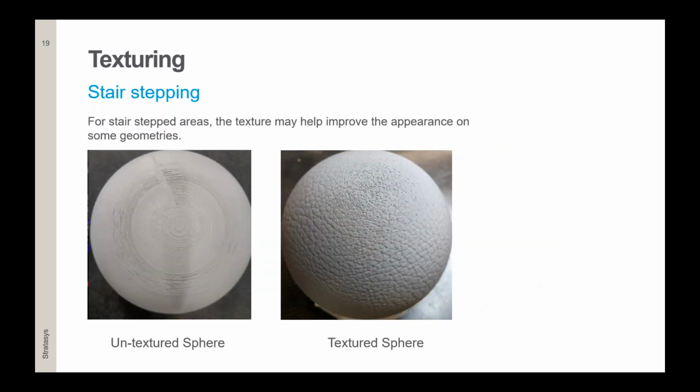Also, by using textures, we can improve the stair-stepping effect quite a lot. On the left side, you will see an untextured sphere, and you clearly see that stepping effect, those lines. On the right, it's a textured sphere, and it hides it quite well, not perfectly, but if you look at the part visually from a little further away, you will notice a huge difference.